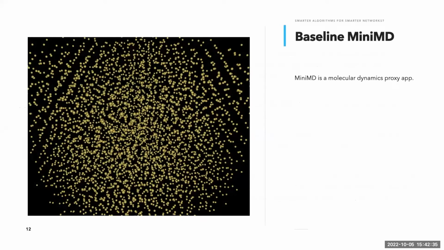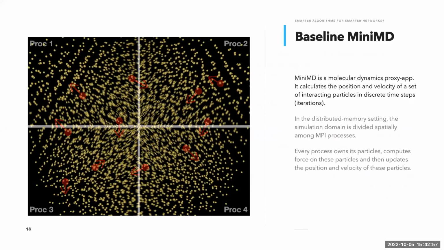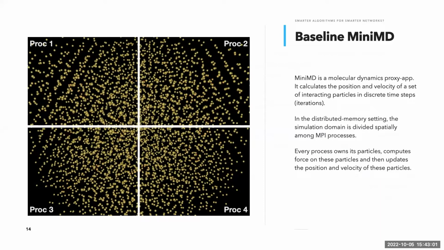Now let me explain how MiniMD works. MiniMD calculates the position and velocity of a set of interacting particles in discrete time steps. In the distributed memory setting, the simulation domain is divided spatially among MPI processes. Each process owns its particles, and in each iteration computes force on these particles and then updates the position and velocity of these particles.